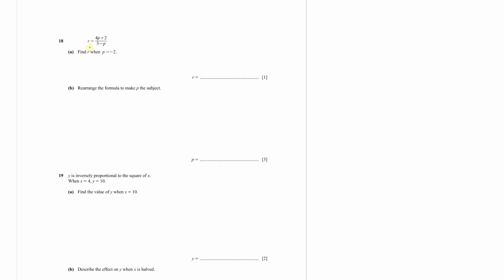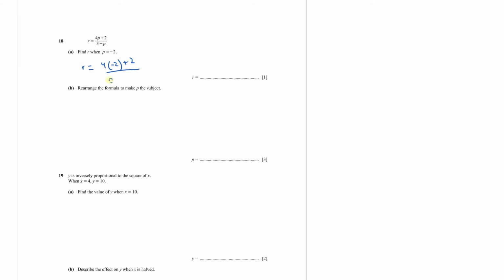Question number 18: R is given as this. Find R when P equals -2. So you simply have to substitute the value of P in this equation. So R will be 4 times P, which is -2, plus 2, divided by 3.